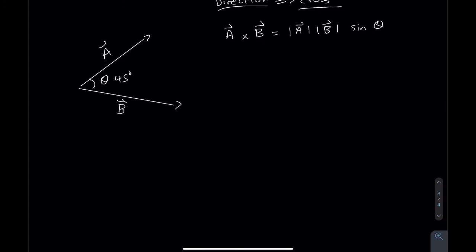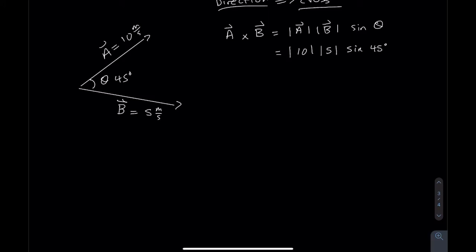So let's write out what we know. Oh, I forgot to give you guys values. Let's say A is equal to 10, keep it easy for us, B is equal to 5, and angle theta is 45. So we know the magnitude of A is 10. We can call this 10 meters per second, and this is also maybe meters per second. So 10 meters per second times another 5 meters per second multiplied by sine of 45.